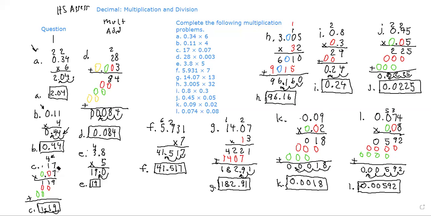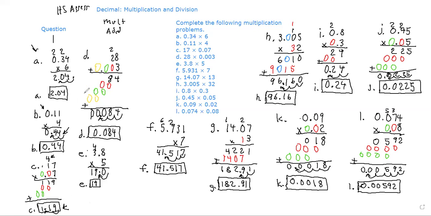Now we're going to count the decimal places in the numbers that we multiplied. For both numbers, we're going to count the total number of decimal positions. There's none in the 17, but there's 2 in the 0.07. So starting from the rightmost number in our answer, 119, we're going to move over 2 places to the left. 1, 2. So that's where our decimal place goes. And the answer is 1.19.